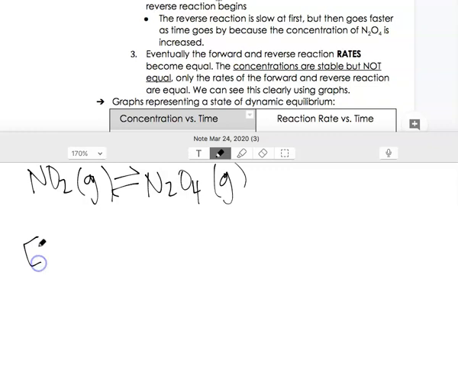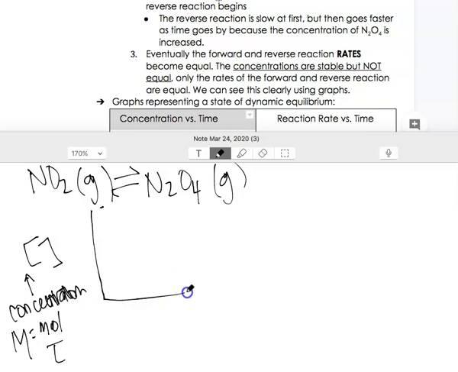We're going to put concentration on the y-axis. These symbols mean concentration. And I hope you remember that concentration is typically written in moles per liter. So the graph is going to go like this. And then at the bottom, you write time.